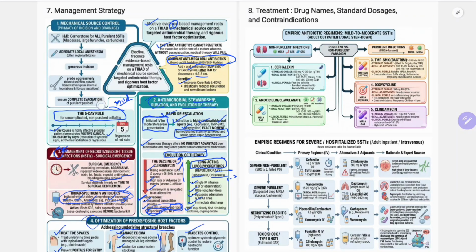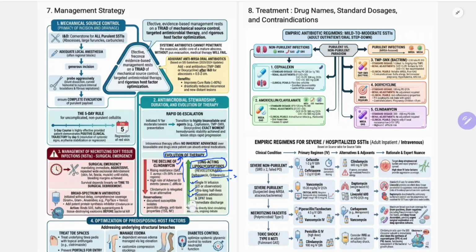So for mild non-purulent cellulitis, a 5-day course of antibiotics is enough. If the patient shows signs of improvement, like stabilization of erythema, not progressing otherwise, and resolution of systemic symptoms, then you can stop the antibiotic.